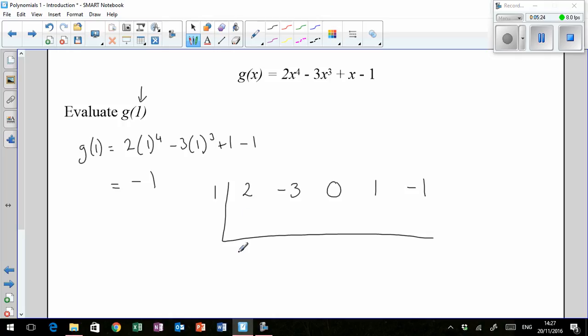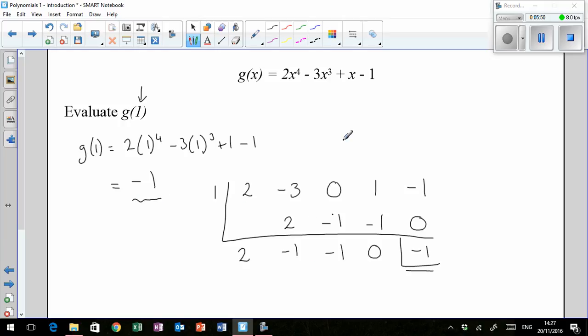Then we add down, so 2 times 1 is 2. Minus 3 add 2 is minus 1, times 1 is just minus 1. 0 add minus 1 is minus 1. Minus 1 times 1 is just minus 1. Add down gives us 0. 0 times 1 is just 0. And add down gives us minus 1 as well. So that matches up here.